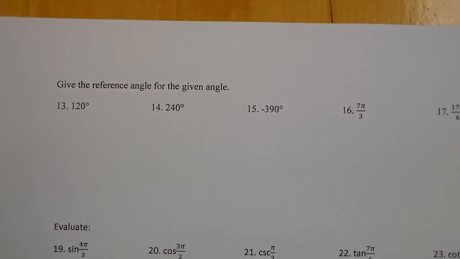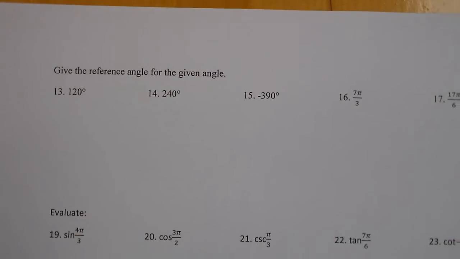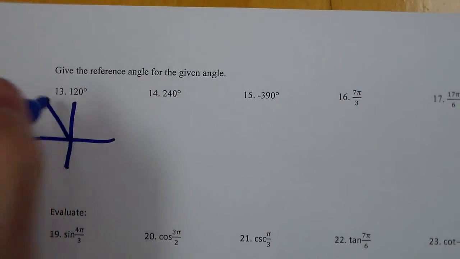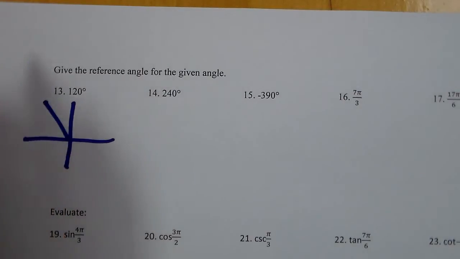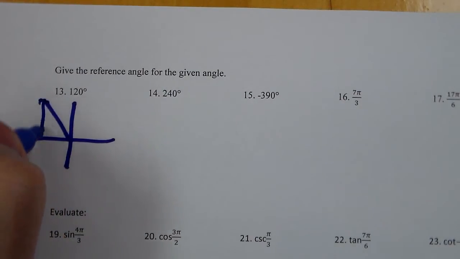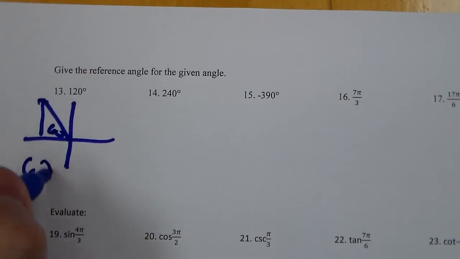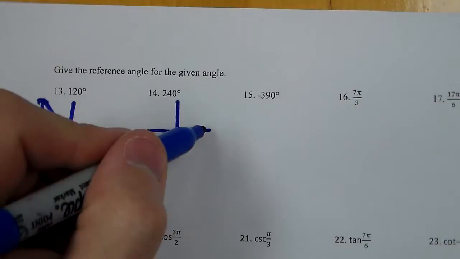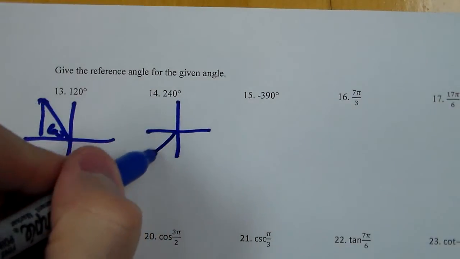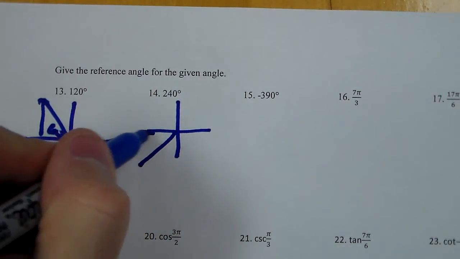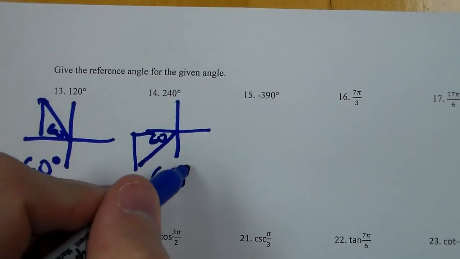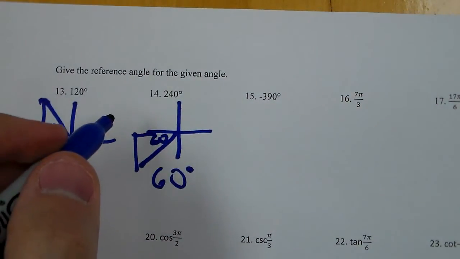For our next part, number 13 through 18, we need to give a reference angle for the given angle we have. So 120 degrees is in quadrant 2. 120 plus an additional 60 degrees would get us to 180, so our reference angle is 60 degrees. 240 degrees would go past the 180 to quadrant 3. It went 60 degrees past, so its reference angle is 60 degrees.